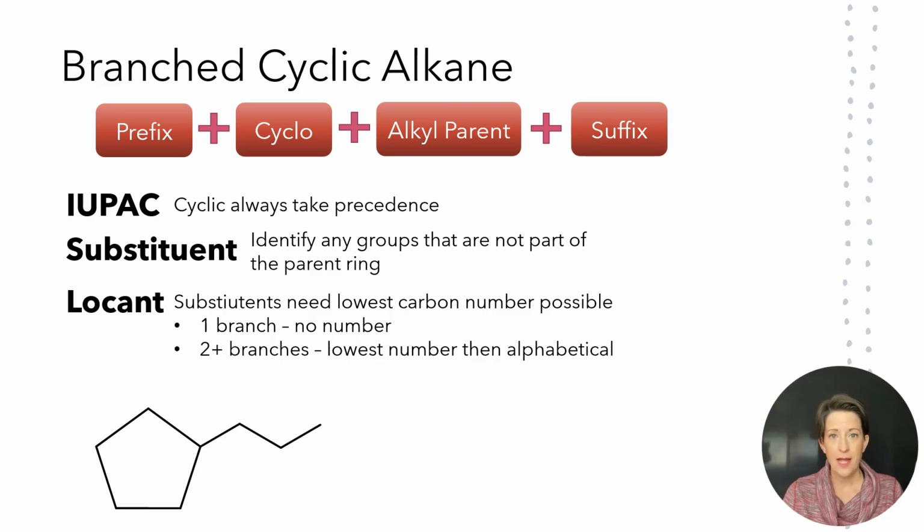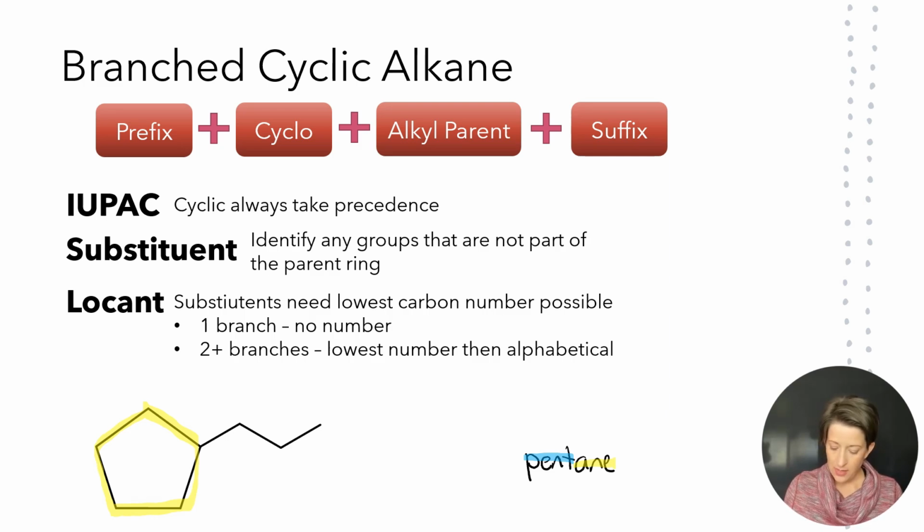Once we're able to identify the parent cyclic alkane, we then need to look for branches or substituents, just as we had done with our acyclic alkanes. Looking at our structure here, cyclics always take precedence over any acyclic branch. In this ring, we've got 5 carbons. It's that pentagon, so it becomes pent, like pentane. All single bonds tells us that it is an alkane, so we use the ane suffix.